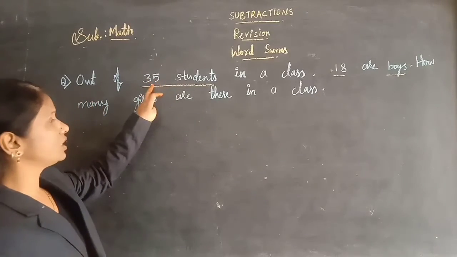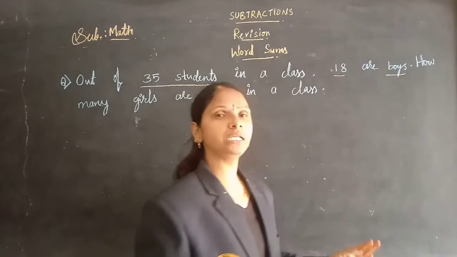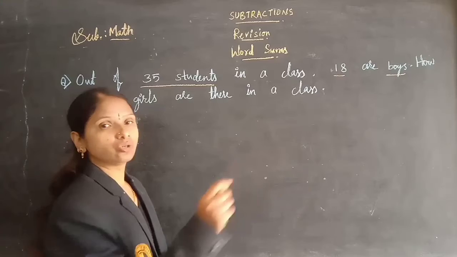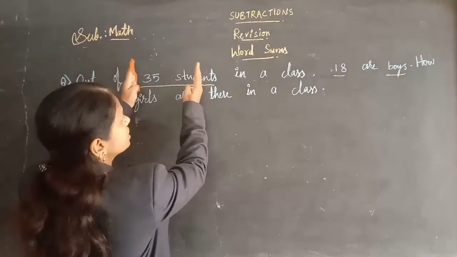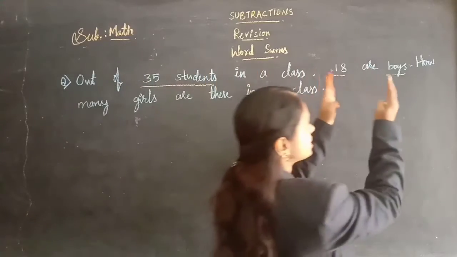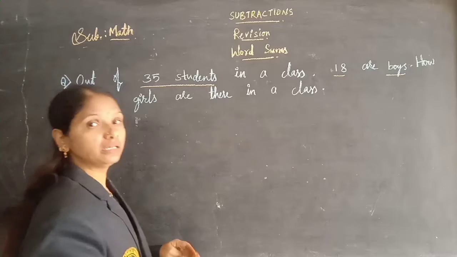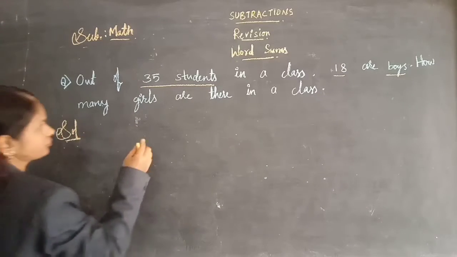So, total students in the class is 35 students, and from that 35, 18 are boys. The remaining children will be the girls. So how to find the girl strength here? From the total students, if you subtract the boys number, then you will get the remaining students, nothing but the girls number. Come on, have a look at this solution here.